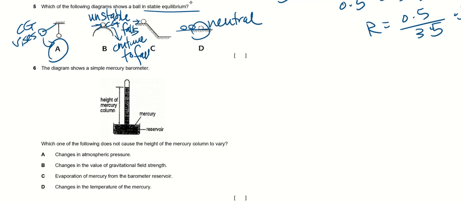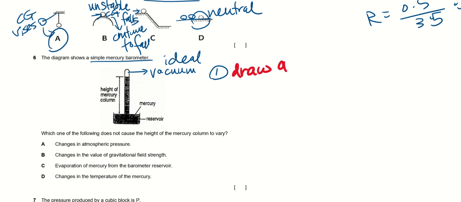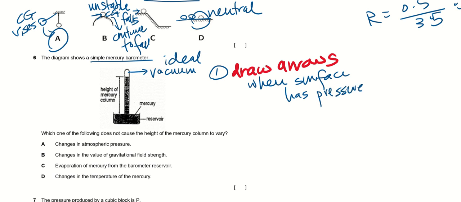Okay, question 6 is a simple mercury barometer. So, if there is no mention of it, we can take it that it's ideal. That means over here is vacuum. So, there's no pressure inside. So, remember the two steps: the first step is draw arrows. Draw arrows when surface has pressure. Okay, so that's actually PATM here. And because over here is vacuum, we don't need to draw the downward arrow. And in this case, we don't need to find same liquid, same level, same pressure.